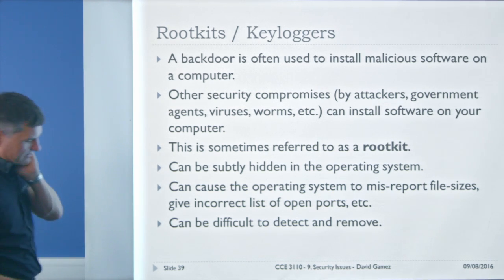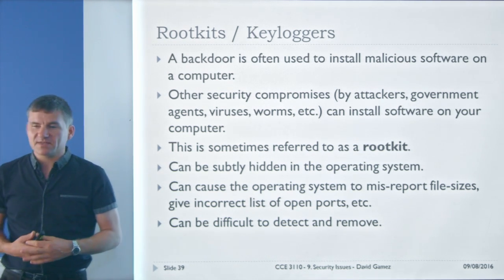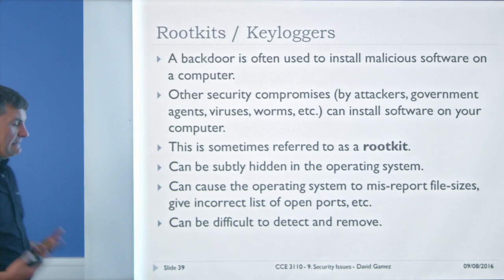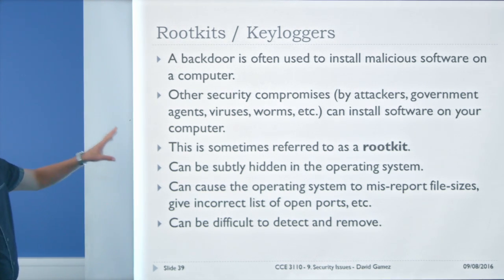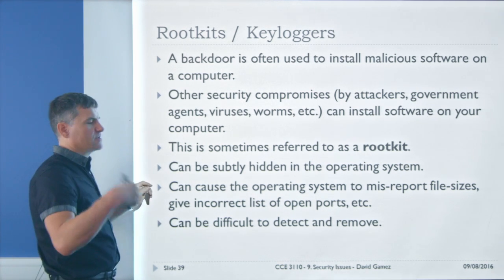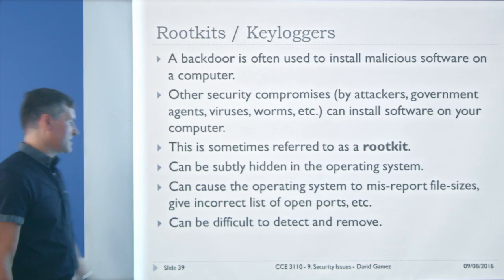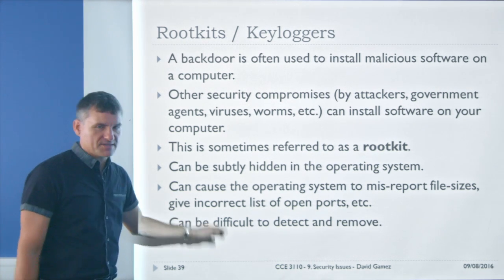There was a notorious case where Sony tried to install a rootkit as part of its digital rights management system for one CD, I think, and it got a lot of flak for doing so. So a rootkit is a piece of code, a program that's subtly hidden in the operating system and changes the operating system's view of the file system, so that it misreports file sizes, gives incorrect lists of open ports, doesn't list the processes that are running, and so on. So it's obviously very hard to detect and remove.